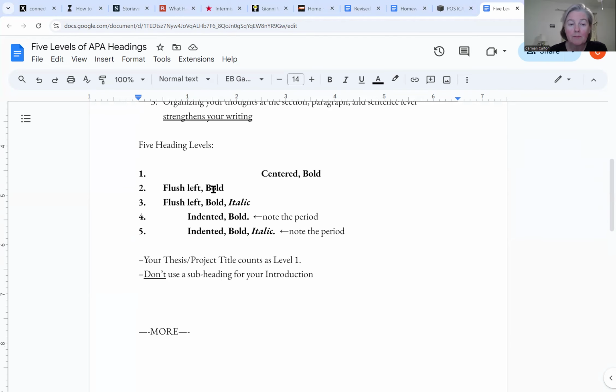Centered bold, flush left bold, flush left bold italics, and then indented bold. Also notice there's a period after that. Indented bold italic. Also note there's a period. For the sub levels, 4 and 5, okay, there is a period after those headings.